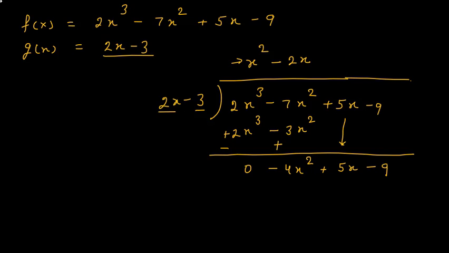Then this minus 2x I will multiply by 2x minus 3. So minus 2x into 2x will give me minus 4x square. This minus 2x into minus 3 will give me plus 6x. Again I will subtract, so this minus will become plus, and this plus will become minus. Now this 5x and this is minus 6x. 5x minus 6x will give you minus x, and here I will get minus 9.